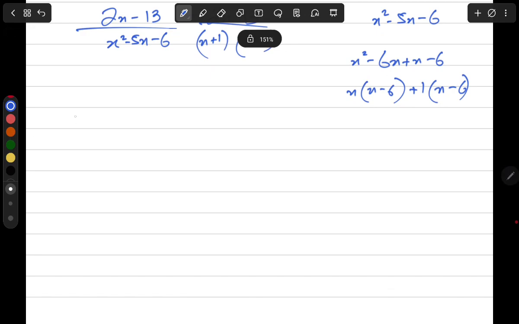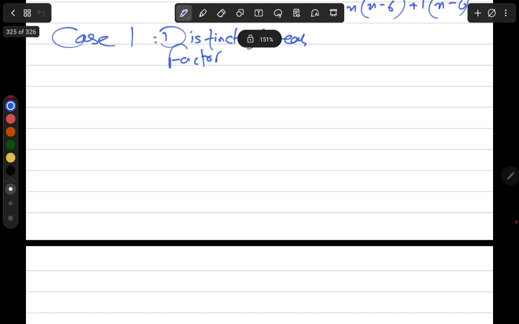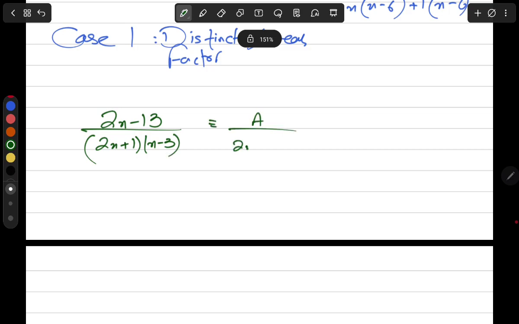So now let's do case number 1. Case number 1 is distinct linear factors in the denominator. Okay, distinct linear factors. Now let's do a textbook example here. It is given that (2x minus 13) over (2x plus 1)(x minus 3). So we can rewrite this as a upon (2x plus 1) plus b upon (x minus 3).